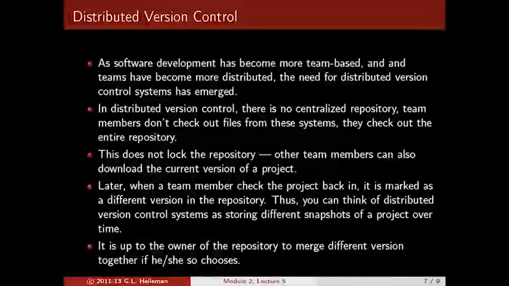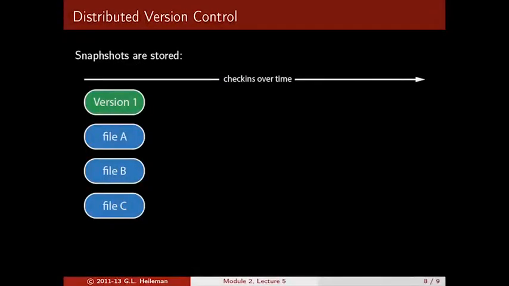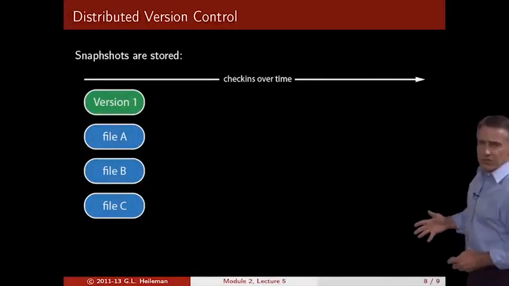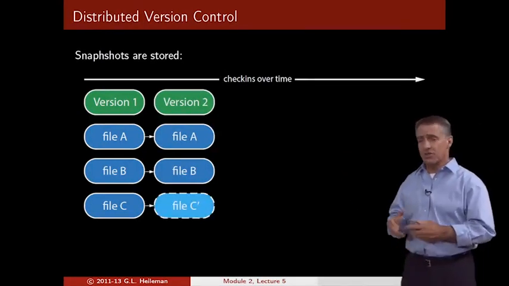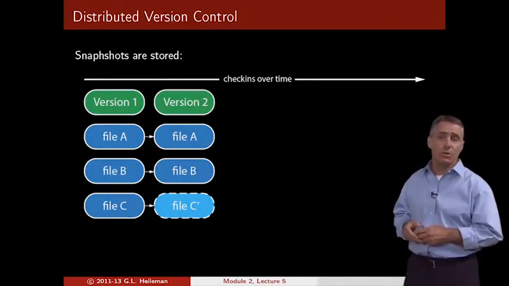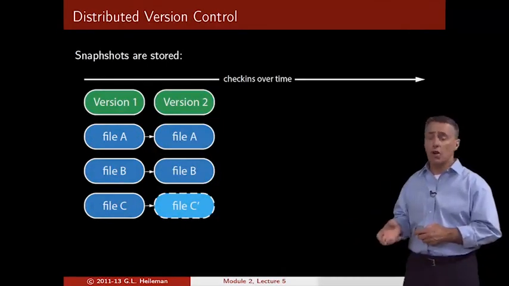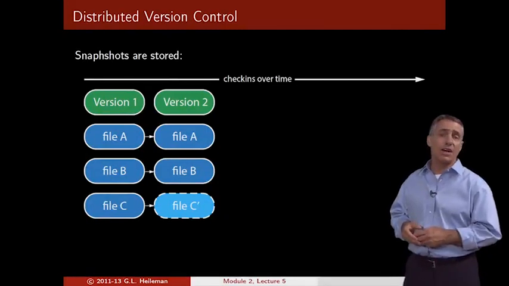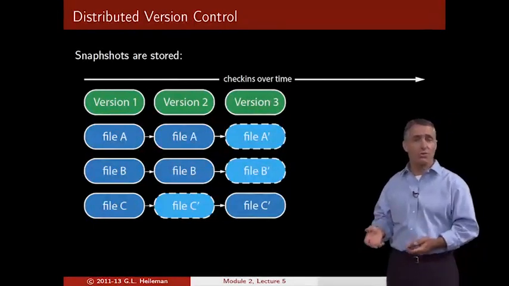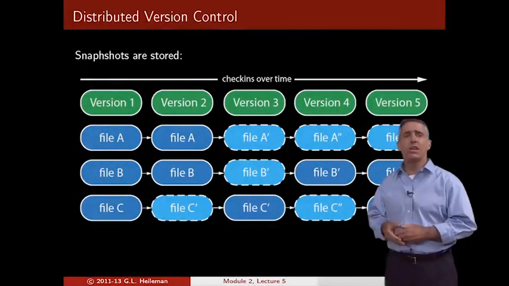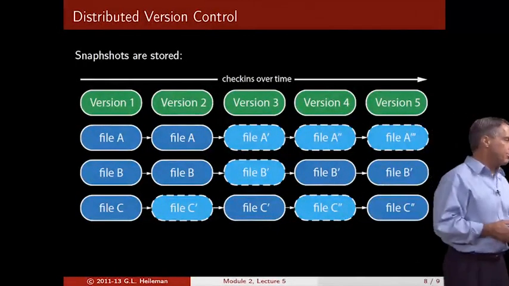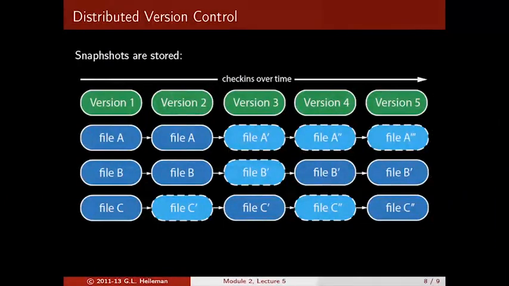Let's take a look at what happens with distributed version control systems. As I mentioned, the entire repository is stored every time. And so here we see in the second version, file C was changed, and that change is noted, and the entire set of files is stored with version 2, version 3, and so on. This is the same set of changes I showed you before, except each time the entire repository is saved. Again, snapshots are saved of the software, and so you can go back and forth between the various versions of those snapshots.